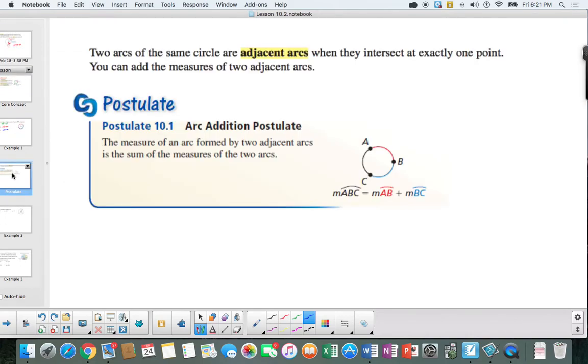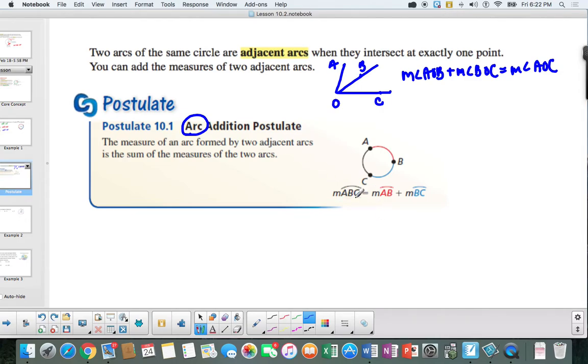Adjacent arcs are arcs that share exactly 1 point. And just like with the angle addition postulate, if we had an angle situation like this, A, B, C, and O, we would say the measure of angle AOB plus the measure of angle BOC is equal to the measure of angle AOC. The same kind of thing is going to happen with arcs. We're going to have an arc addition postulate. So the big arc is equal to the sum of the 2 smaller arcs, as long as they share a point in common.